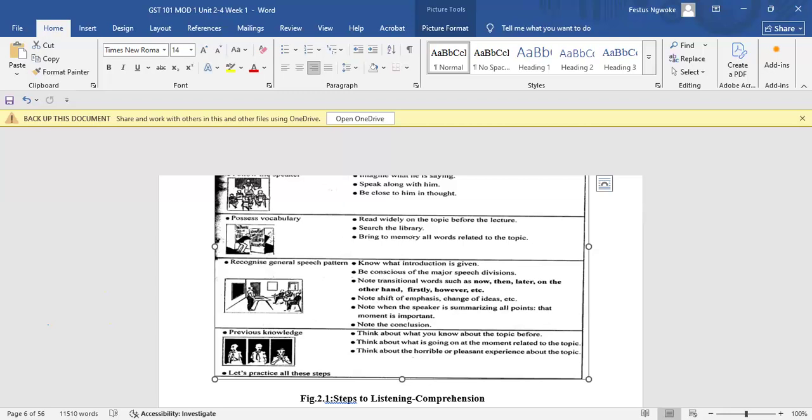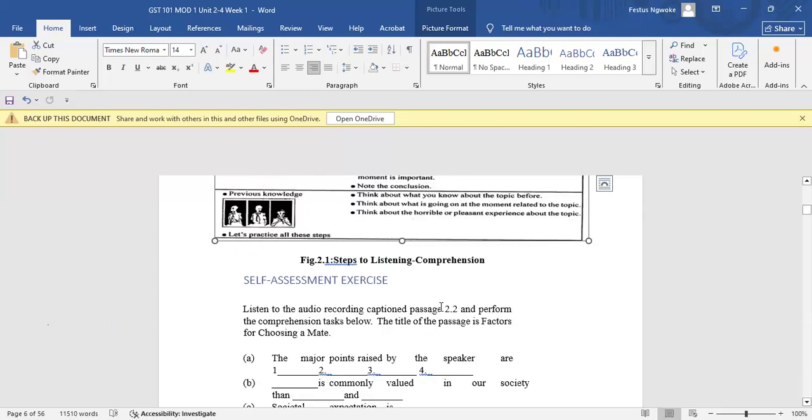And I know there are already checks on this. Now, recognize general speech pattern. These are the things we know: what introduction is given. Be conscious of the major speech division. Note transitional words: now, then, later, on the other hand, firstly, however. I've mentioned this before. So you can see. And then the last one we mentioned here is the previous knowledge. Let's practice all these steps. So it's left for you to practice this step.